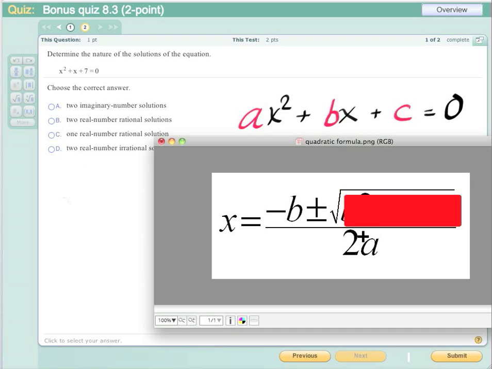Then there are other cases that you could possibly have. For instance, what happens if this evaluates to a negative number? Well, then you're going to have the square root of a negative number, and you're going to have imaginary numbers, right? And so you'll have two imaginary solutions, a plus imaginary and a minus imaginary. And so that's the game here.